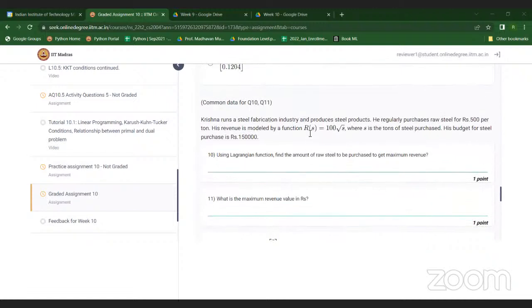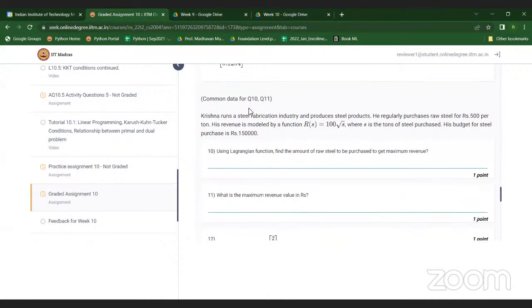See, here the objective function is 100 root s, and the condition is that the cost for 1 ton is 500, right? Let's say he bought S tons. So what is the cost for that? That's going to be 500 S, right? So 500 S is less than or equal to 1,50,000. That's the condition. And then this S should be greater than or equal to 0. Only that one condition, yes, that's the common one.